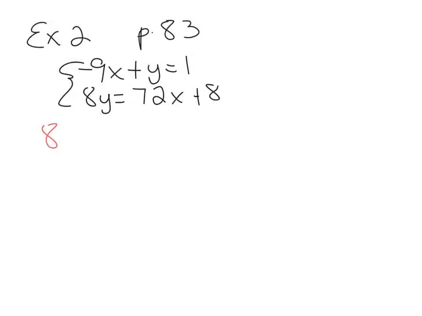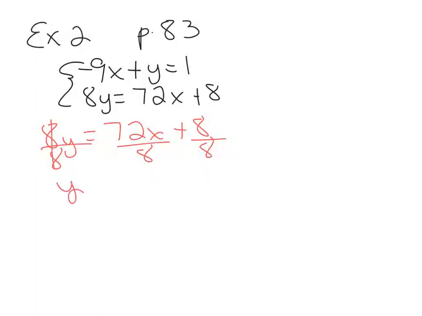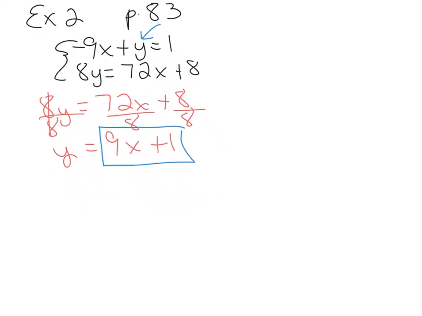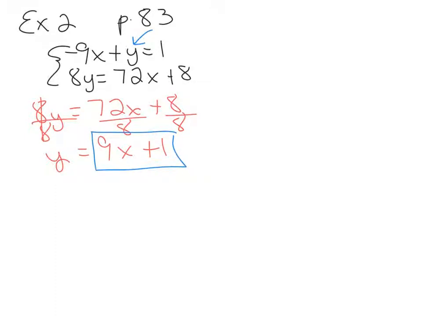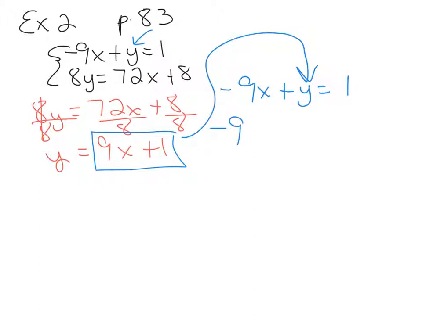So we're going to start with 8y equals 72x plus 8. To isolate this y, divide off the 8, we end up with y equals 9x plus 1. And now we're going to take this statement that's equal to y and we're going to put it in the other equation instead of y. So that's going to happen over here, starting with negative 9x plus y equals 1. I need to put this in here, so negative 9x plus 9x plus 1 equals 1.